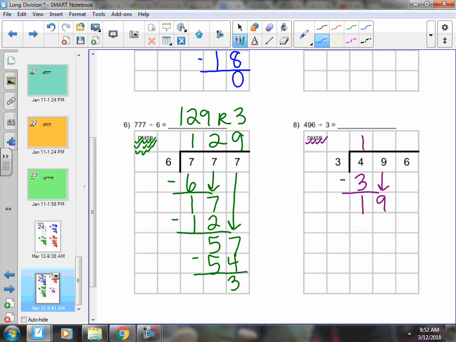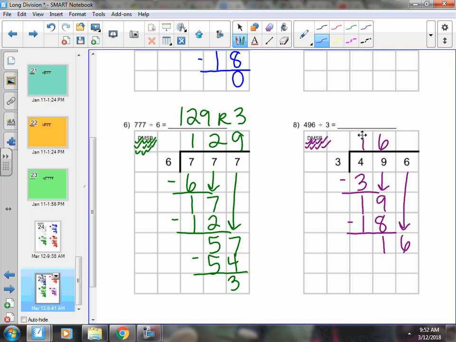So we have to go through the process again. How many groups of 3 fit into 19? Let's see. Ooh, 7 times 3 is too much. Ooh, 6. Because I know when I multiply that 6 times 3 is 18. That was as close as we could get to 19. Subtract. Bring down.